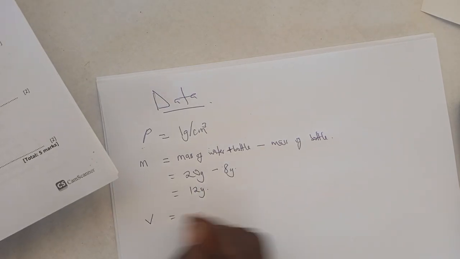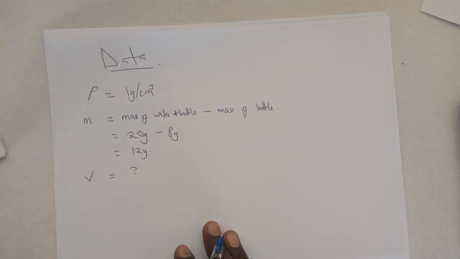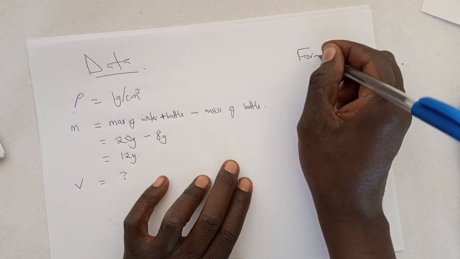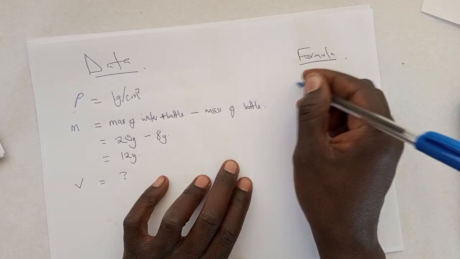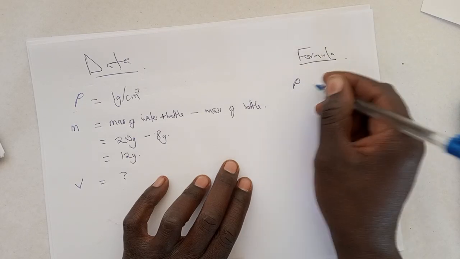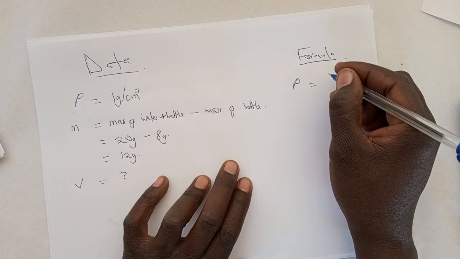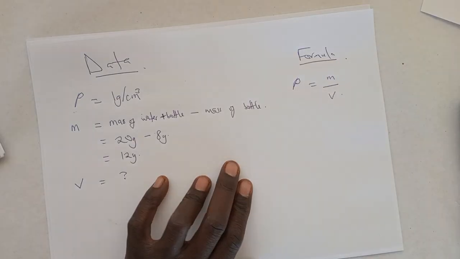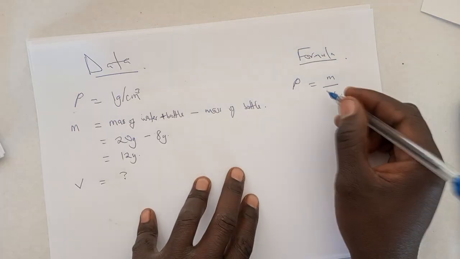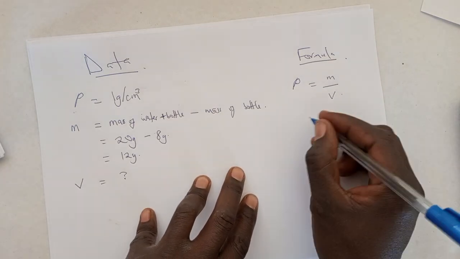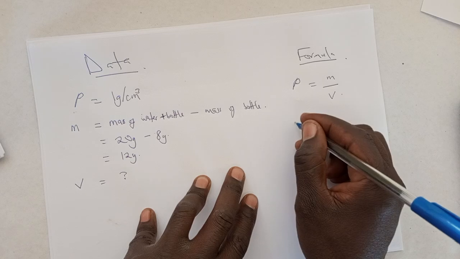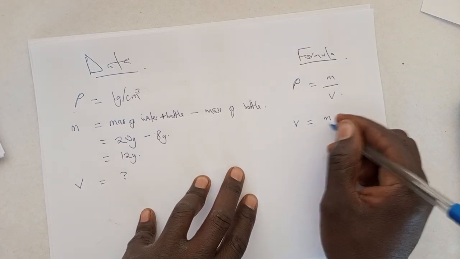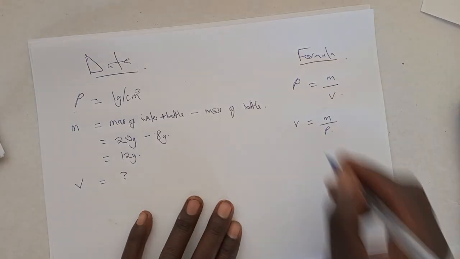Do we know the volume? No. So from there we can generate the formula. Remember, the formula for density is equal to mass over volume, okay? But what we are looking for here is volume. So we make V the subject of the formula. We're going to have volume is equal to mass over rho, okay?